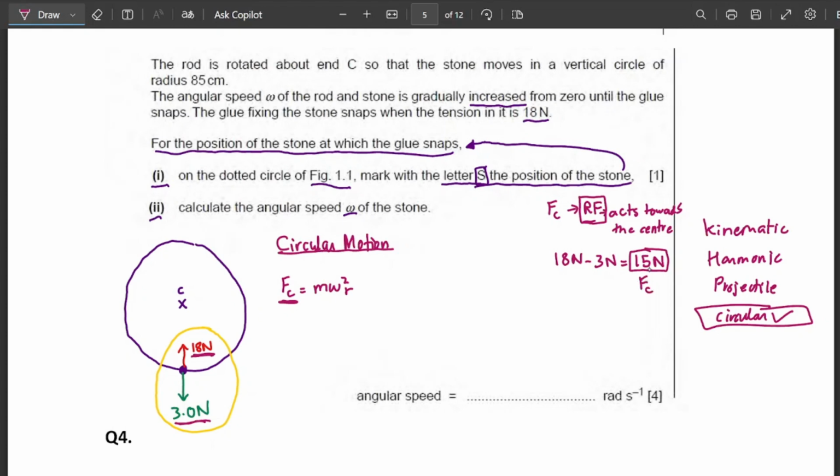It's not only the resultant force, but it also acts towards the center. So this is your centripetal force. I need to find W, so I'm going to rearrange the equation for that W. And that's just going to be Fc divided by mr, square root. And now you can go ahead and put the values in.